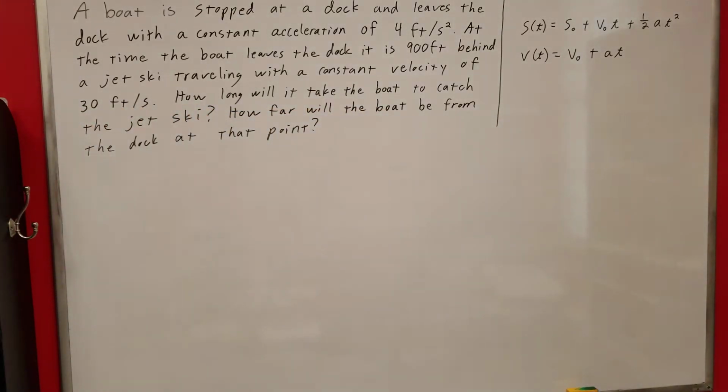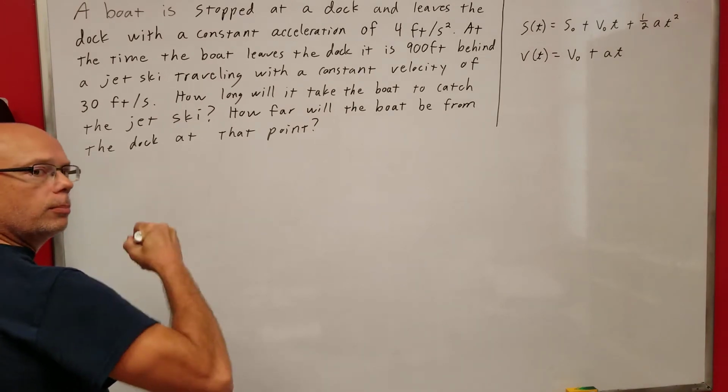A boat is stopped at a dock. It leaves the dock with a constant acceleration of 4 feet per second squared. At the time the boat leaves the dock, it is 900 feet behind a jet ski traveling with a constant velocity of 30 feet per second. How long will it take the boat to catch the jet ski? How far would the boat be from the dock at that point? All right, so what I'm going to do, I'm going to draw a picture, okay?